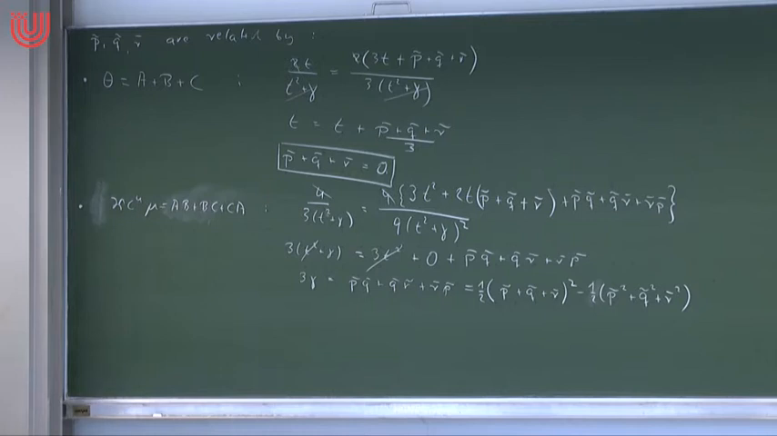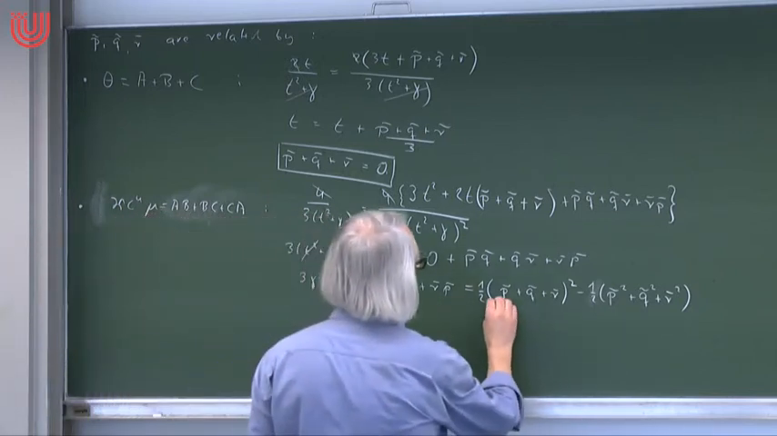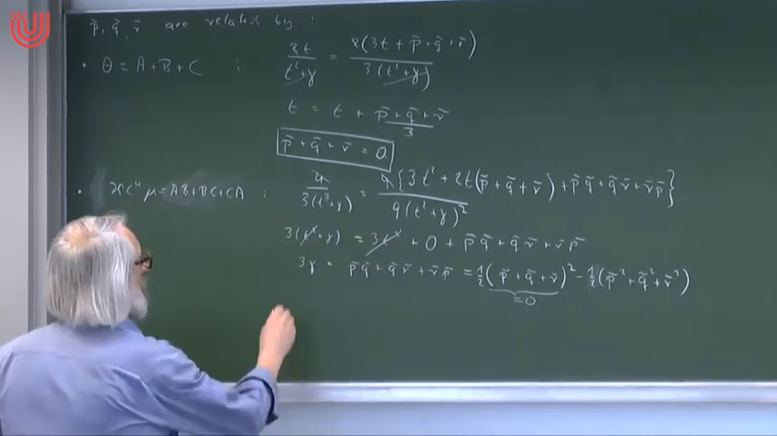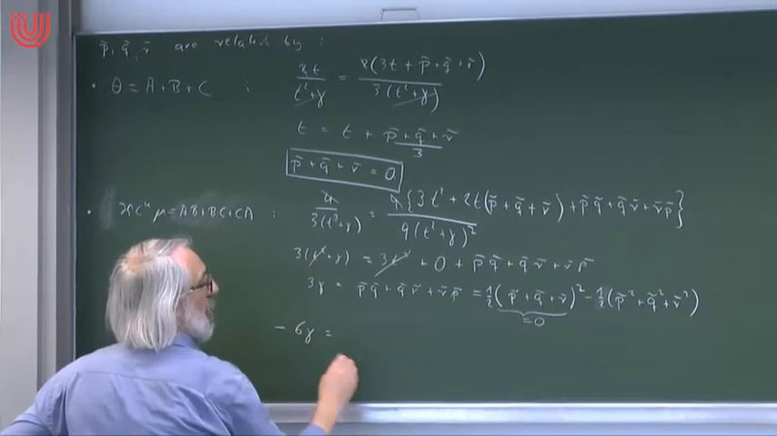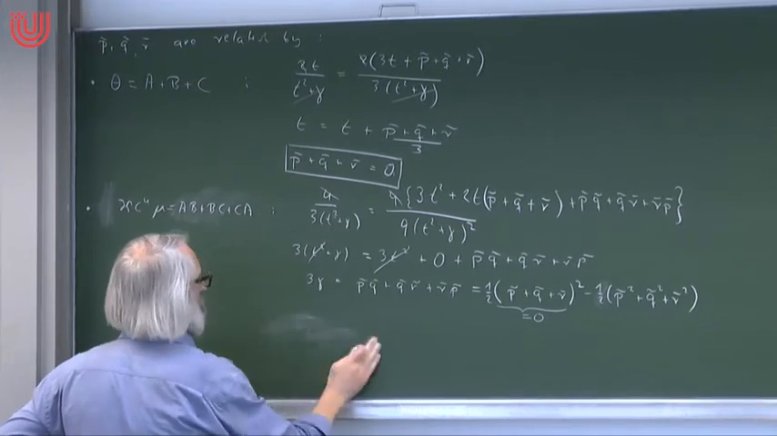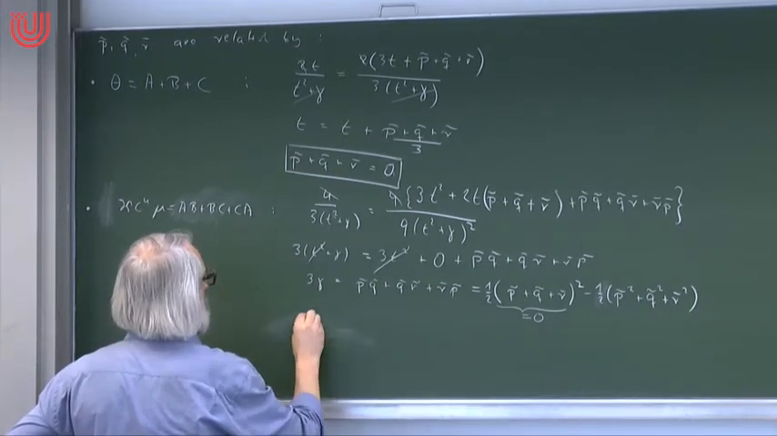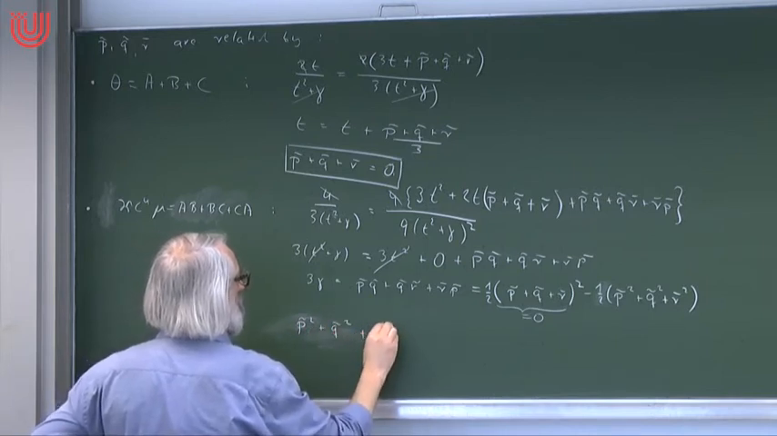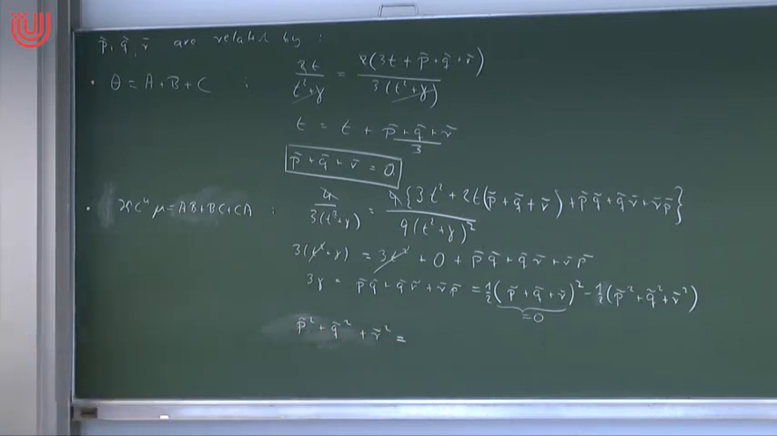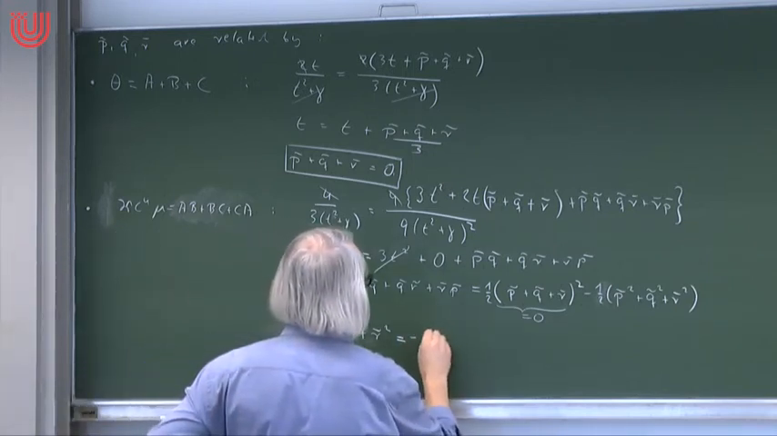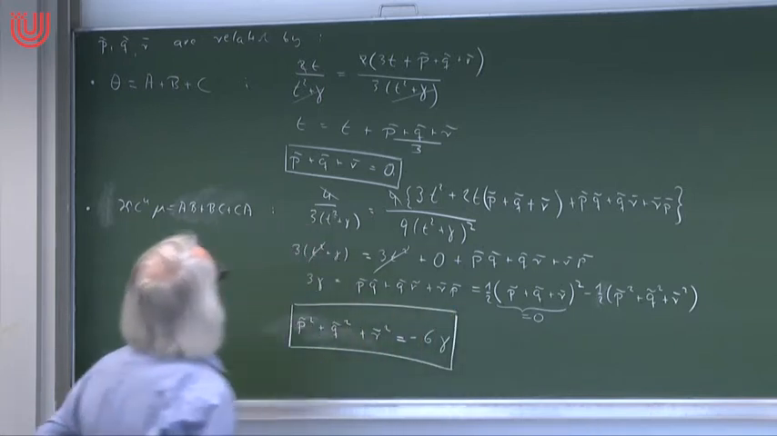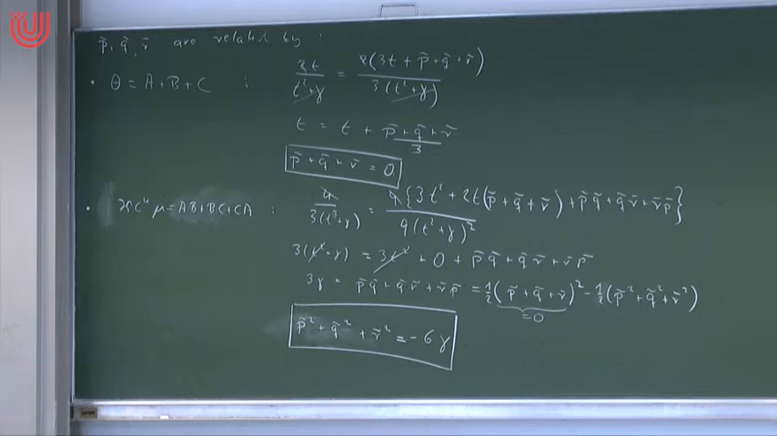And why have I done this? Why have I rewritten this in this way? Because this here is 0. So we have found that minus 6 gamma is, or let me write this to the other side, p̃² plus q̃² plus r̃². This was, in the Kasner case, 1, right? But here it is minus 6 gamma. That's the second relation.